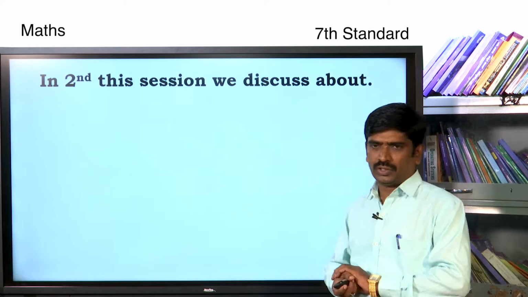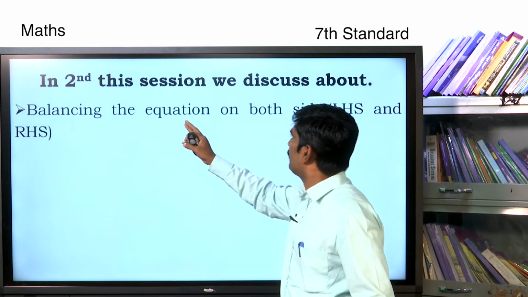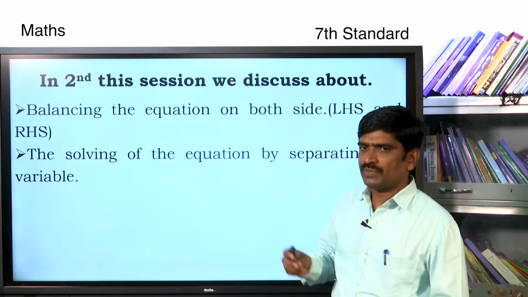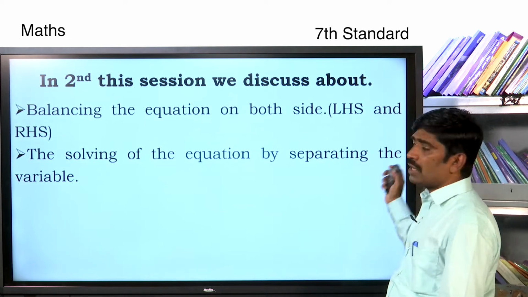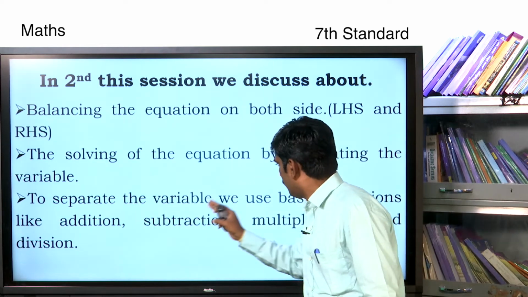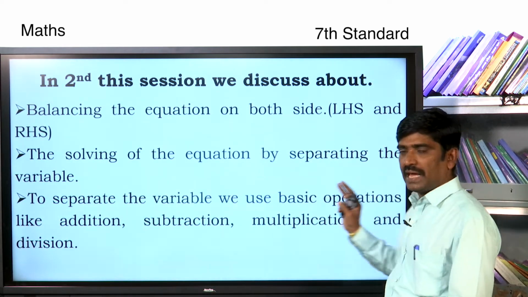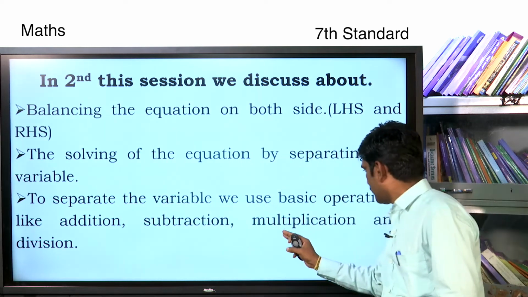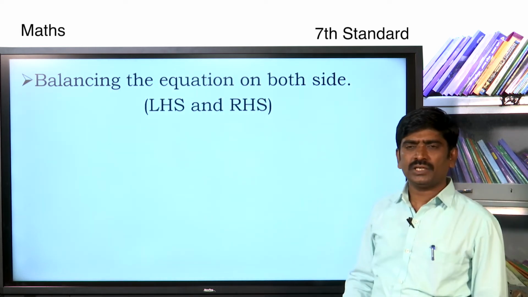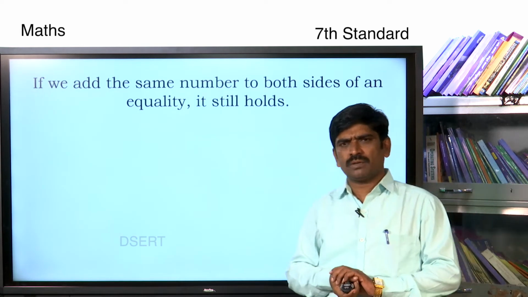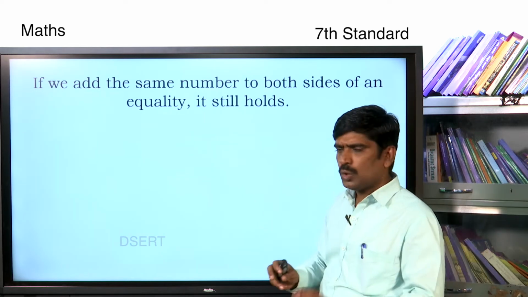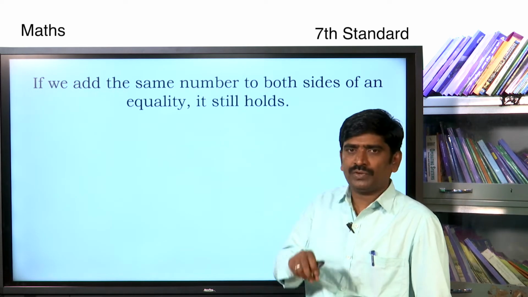In the second session, we discuss balancing the equation on both sides, LHS and RHS, and solving the equation by separating the variable. To separate the variable, we use basic operations like addition, subtraction, multiplication and division. If we add some number to both sides of an equality, that is LHS and RHS, it still holds. Let us go to an activity after we discuss it.